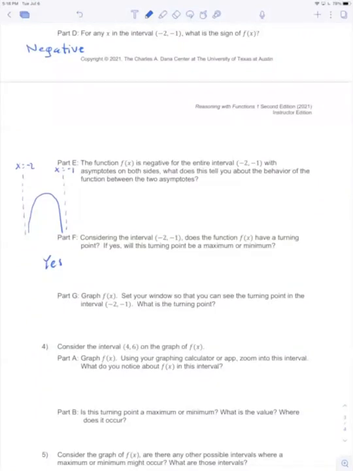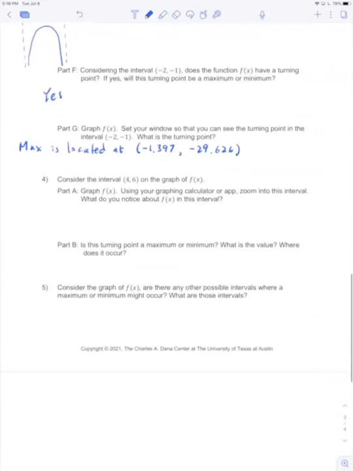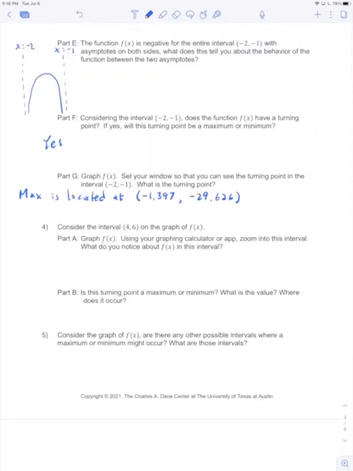And it says the max, we'll say the max is located just about -1.397, and then it was about -29.626. Okay, so we have a local max, and that's at -29.626. Part 4, consider the interval 4 to 6 on the graph of f.